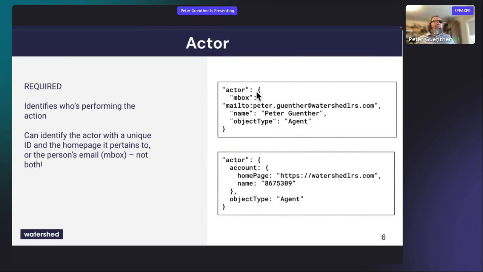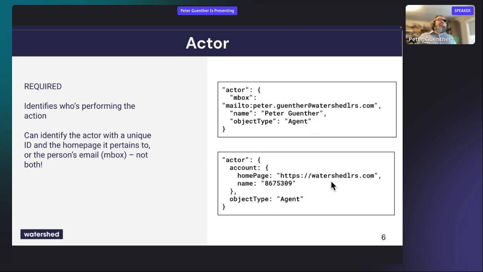And so within the xAPI statement, you have a block of code that says this is the email, this is the person's name. You can skip the name. You could just have the email. And then you have to identify this is an agent. There are group actors as well. You could say the team did this. We'll just be working with agents today.